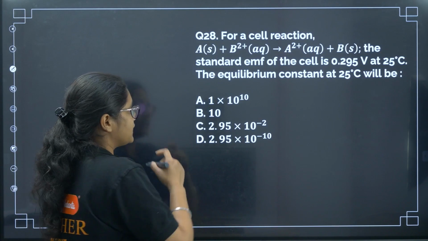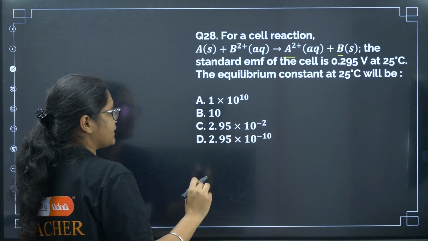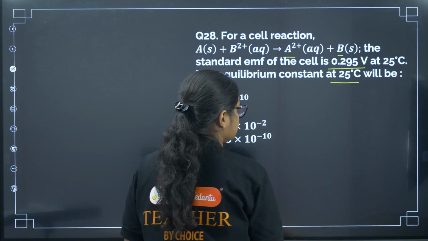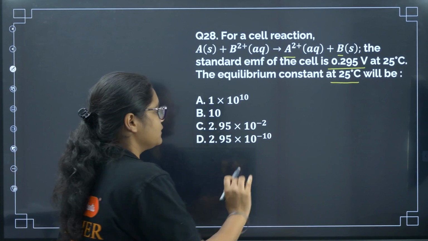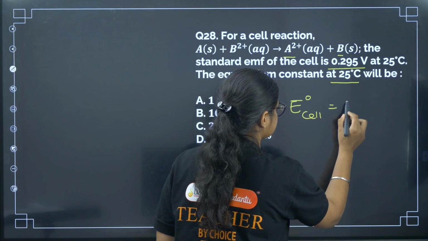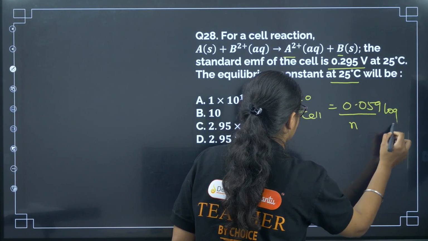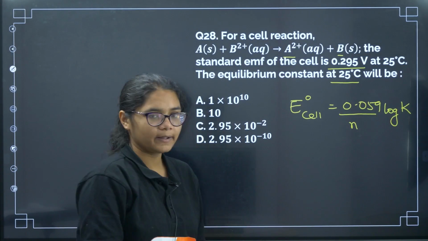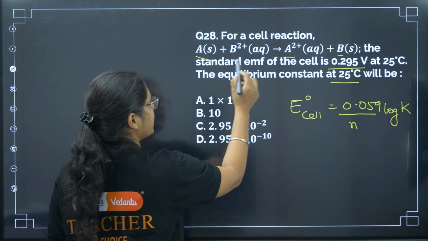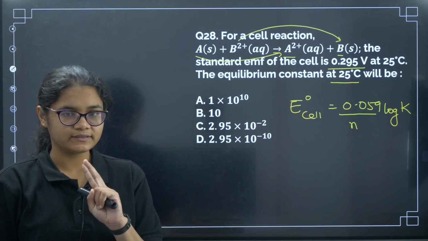Next, for a cell reaction AB2 plus A2 plus B, where the reaction is like this, the standard EMF is given 0.295 volt and the equilibrium constant is asked, right? If the equilibrium constant is asked, we know the formula E naught of the cell is equal to 0.059 by N log K. E naught of the cell is given, N value will be how much? You see A2 plus B2 plus 2B, so the number of electrons involved is 2.